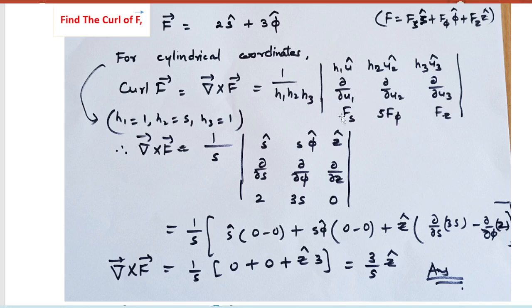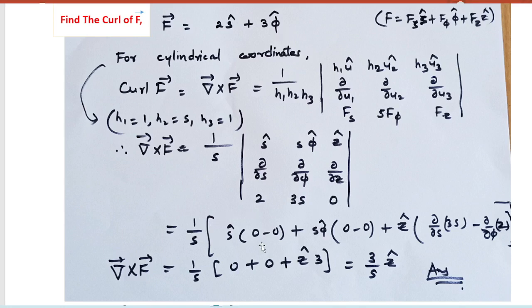But here you will have h1 h2 h3 also. So using these h1 h2 h3, we can have the general expression in cylindrical coordinates: 1 upon s, s cap, s phi cap, z cap, delta by delta s, delta by delta phi, delta by delta z. And here the first component with s is 2, with the phi component 3s, because it is h2 into a2, and here it is 3s, and the z component is nothing but 0.